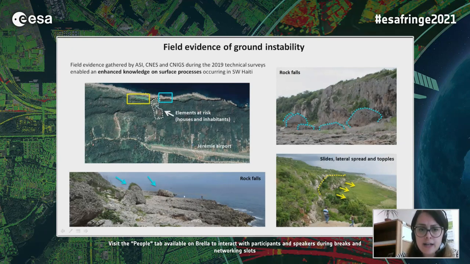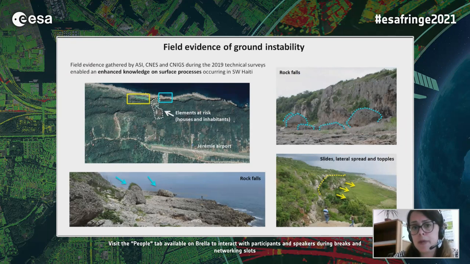detachment of huge boulders of rocks that then fall and slide down or roll down the cliff. To give you an idea of the size of these boulders, you can compare the size of a human here with the size of the boulder to see the impact that such rock falls could have if some elements at risk are there. So, as I said, you have risk when you have elements at risk, like houses and inhabitants. So in many cases, both down the cliff and up the cliff, there are elements at risk, like housing and factories, but also some key infrastructure like Jeremie Airport.